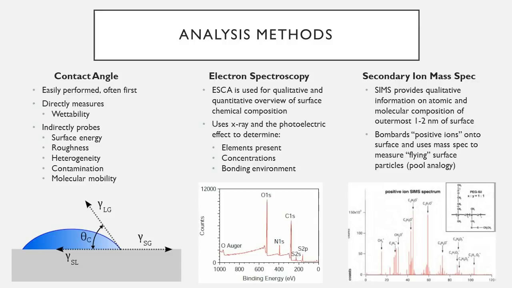And in this case, it bombards the surface with positive ions and then measures the mass spec of whatever flies off with that. So I always think of breaking in a new game of pool where you send the cue ball and that breaks apart all these little balls. Depending on the scattering of those little balls, you can determine the chemical composition at a particular surface, usually at a higher resolution than the electron spectroscopy.